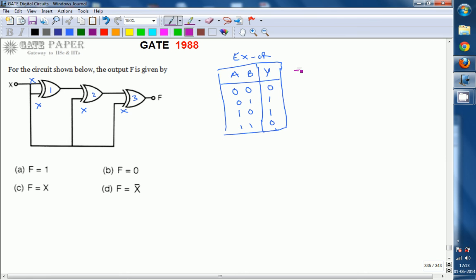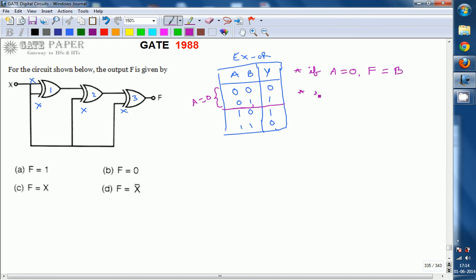First important point: if A is equal to 0, then looking at these two rows, A is equal to 0. Once one of the inputs is constant, the output depends on the other input. If A is kept at 0, the other input is B, so Y will depend on B. Whenever A is equal to 0, if B is 0, output is 0, and if B is 1, output is 1. So whatever the value of B, that will be the output. So f is nothing but B.